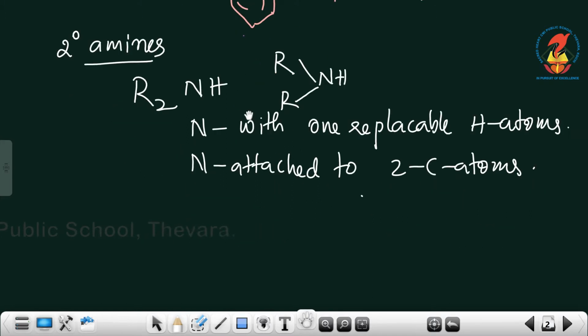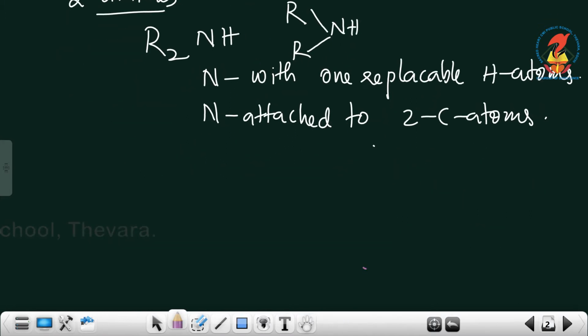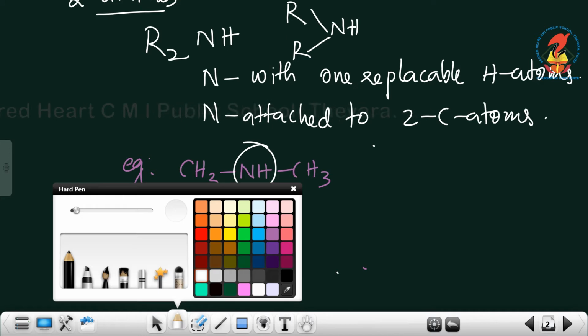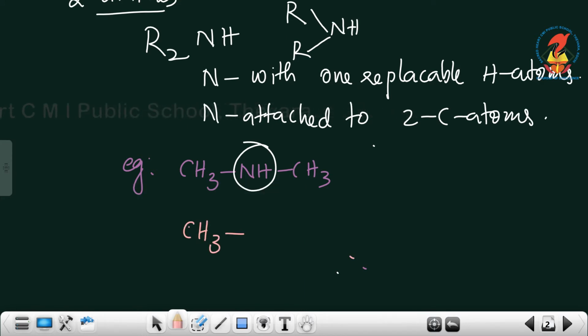For example, CH3NHCH3. Here, from NH itself it is clear that it is a secondary amine with only one replaceable hydrogen atom. Or we can say this nitrogen atom is attached to two other carbon atoms, so it is a secondary amine. Both the definitions are correct. Another example is CH3NHC2H5.